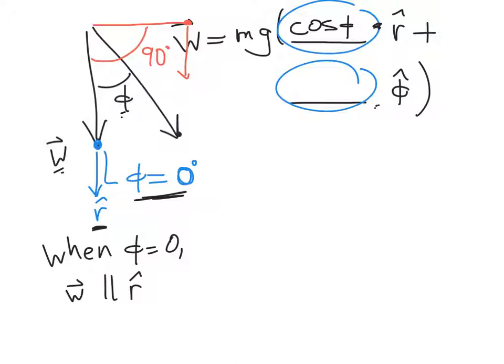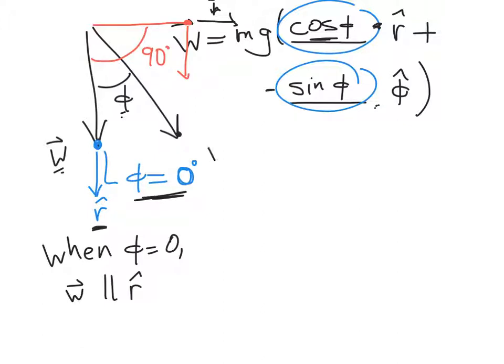So in other words, when phi is equal to 90 degrees, all of the weight points along the negative phi hat direction. And so that means that this term here for the phi hat component of the weight has to be negative sine phi. We also know, of course, that when the skateboard is at 90 degrees, r hat points outward like this, and so none of the weight component points along r hat. So when phi is equal to 90 degrees, there should be no r hat component to the weight, and indeed, cosine of 90 degrees here, you can see, is 0.